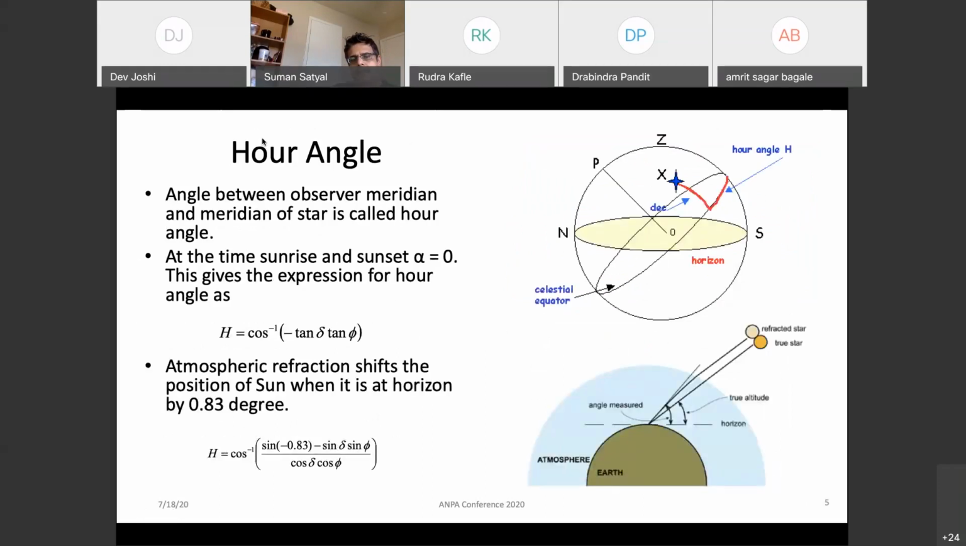Hour angle is the angle between the star meridian and the observer meridian. At sunset and sunrise time, we can calculate the hour angle by setting alpha equal to 0 in the equation of the previous slide. On considering the refraction effect, the hour angle is modified, and we have to consider the shift of the position of the sun due to the atmospheric effect, which is 0.83 degree.